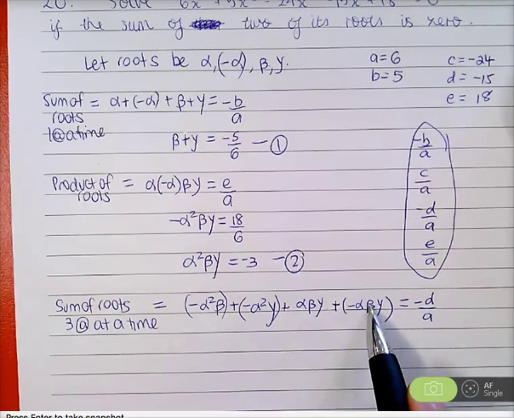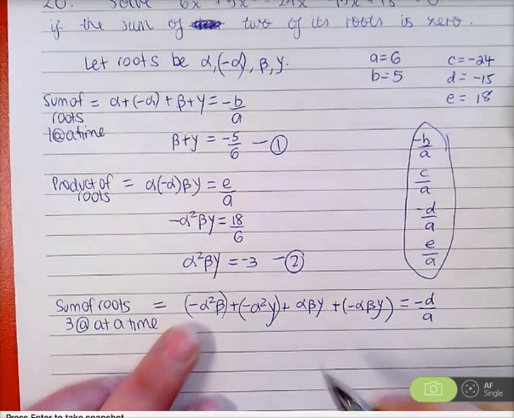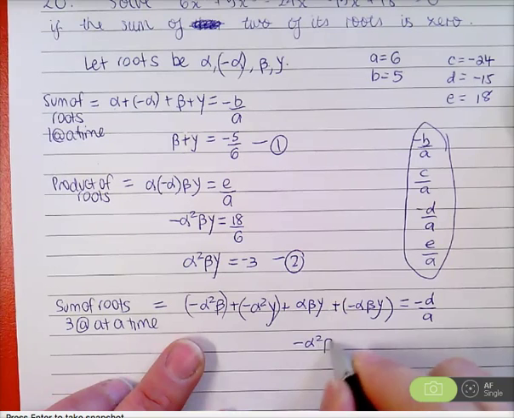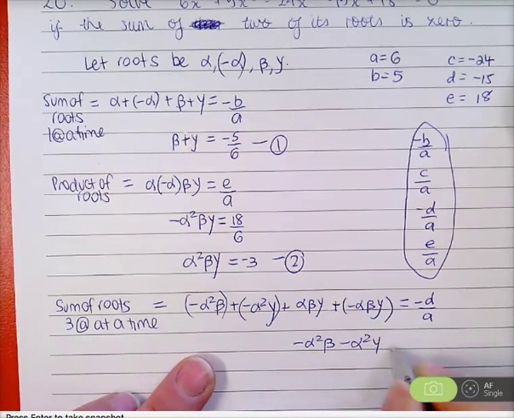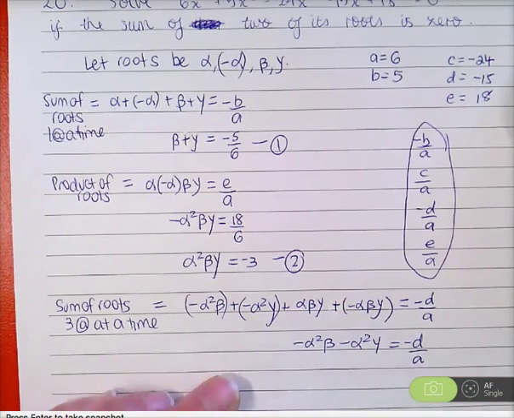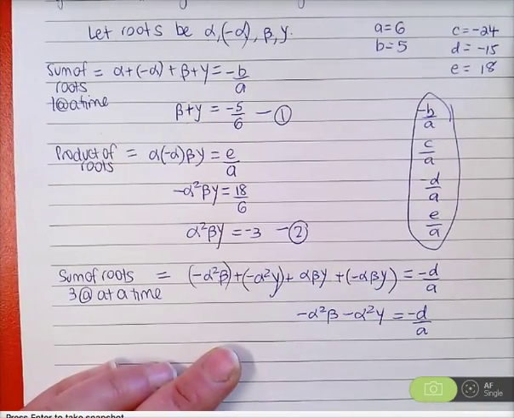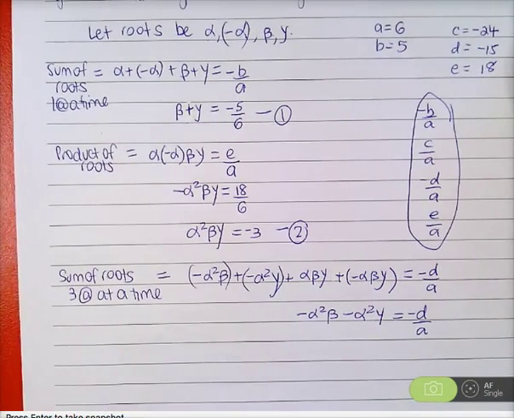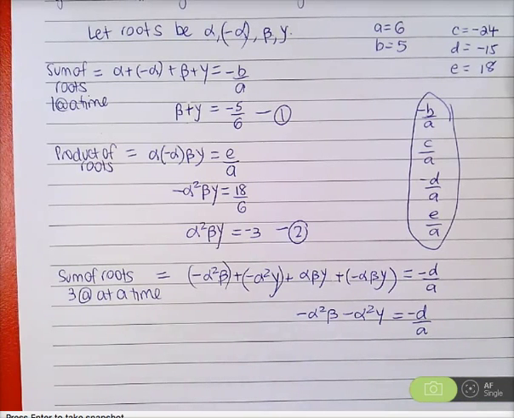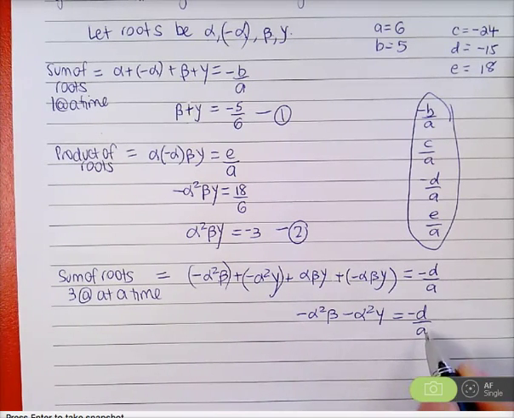So, girls, can you see the last two cancel? So what have we got? Negative alpha squared beta minus alpha squared gamma is negative D on A. Look at all these negatives. Why don't I just swap sides of everything, and won't I lose all the negatives? Either way, it's negative 15 on 6. Oh, all right, let's just put what it is. What's negative D on A? 15 on 6. Yep, all right, so that's 15 on 6.